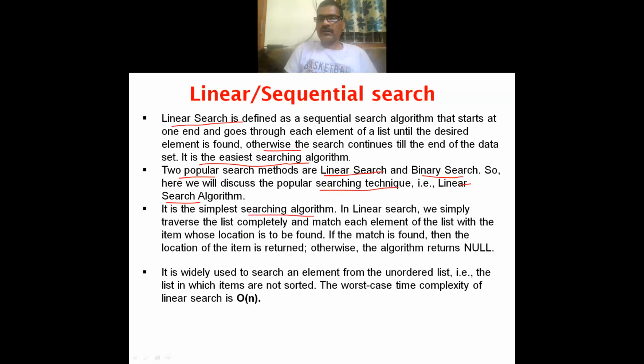In linear search, we simply traverse the list completely and match each element of the list with the item whose location is to be found. If the match is found, then the location of the item is returned. Otherwise, the algorithm will return null, or that the search is unsuccessful. It is widely used where an unordered list is given, that is, a list in which the items are not in sorted order. The time complexity of this linear search is order of n. The worst and average case time complexity is big O of n.